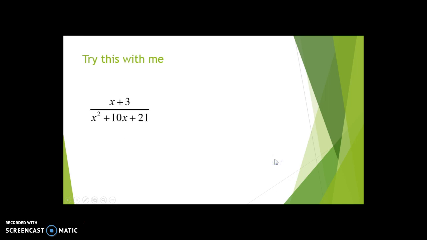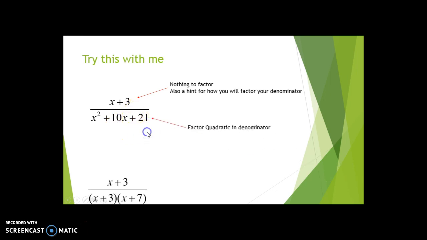I'd like you guys to try this on your own, so pause this video, all right? Give it a shot, and then unpause and see what you came up with. All right, so nothing to factor in the numerator, x plus 3. Also, this is a hint for what the x squared plus 10x plus 21 is going to factor into, okay? And so I'm thinking factors of 21 that add to give me 10 are 7 and 3. So that's going to give me x plus 3 and x plus 7.